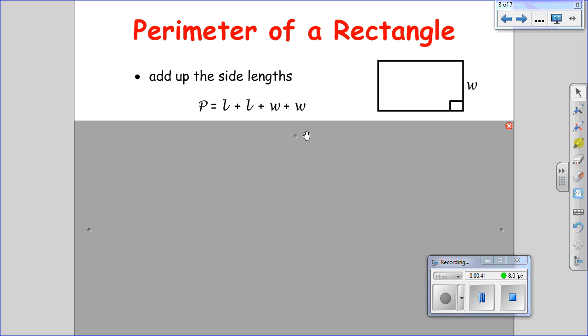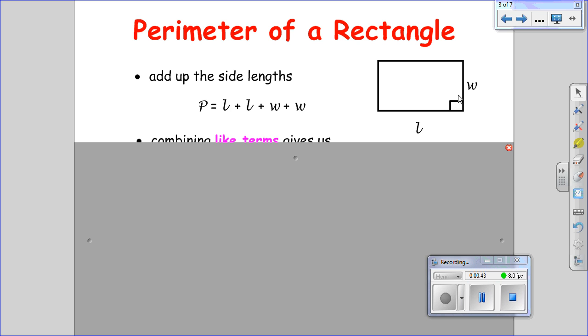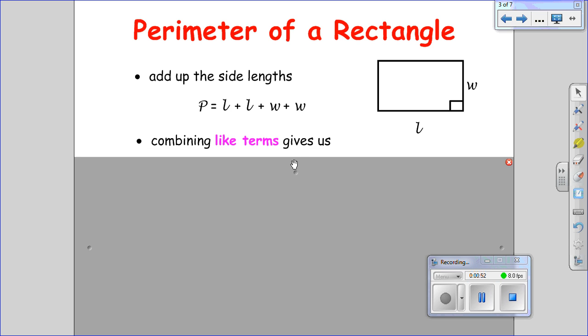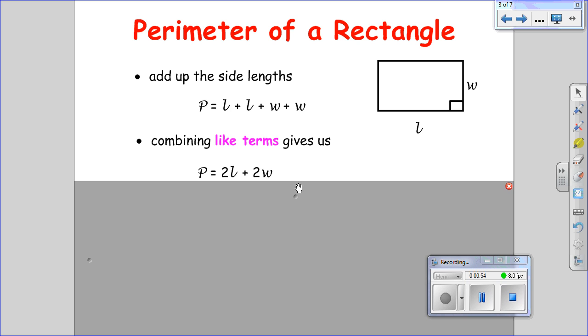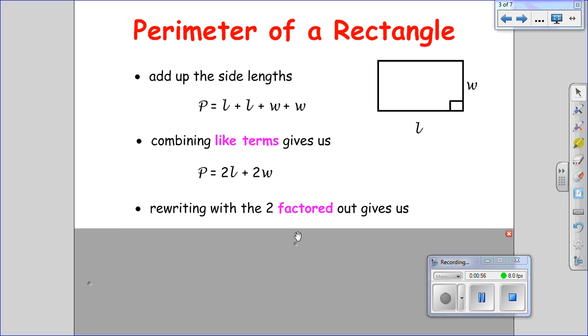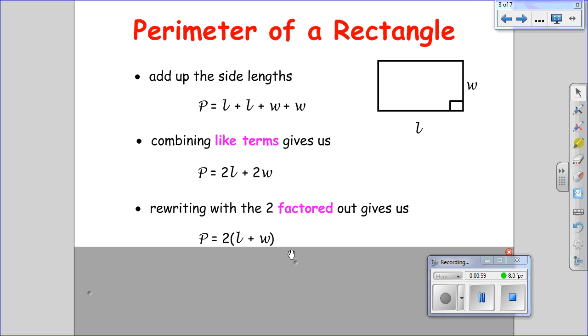So if you look, you've got a length, a width, another length, and another width. So the perimeter is equal to length plus width plus length plus width. And if we combine the like terms, we have 2 lengths and 2 widths. If we rewrite it with the 2 factored out, we can write it as 2 times length plus width.